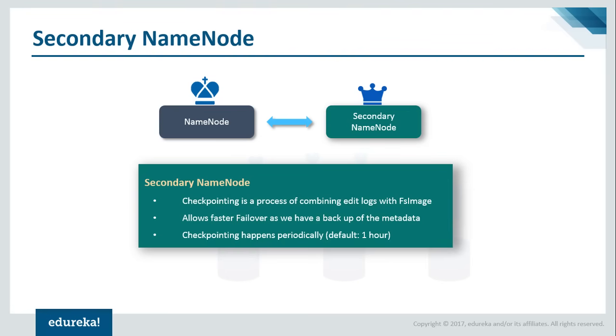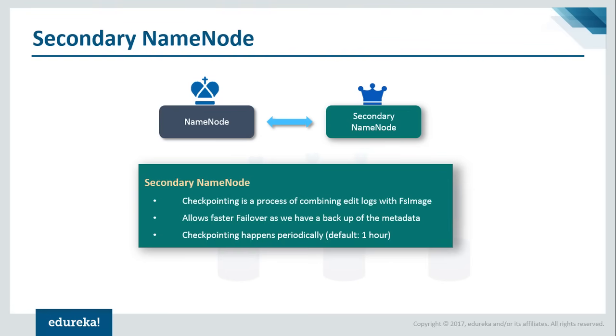It is used for checkpointing. So what is checkpointing? It is a process of combining edit logs with FS image. Now, what are edit logs and FS image? These are the kinds of metadata that are managed by the name node, as I told you earlier. So it performs a task called checkpointing, which means adding up the edit logs with FS image.